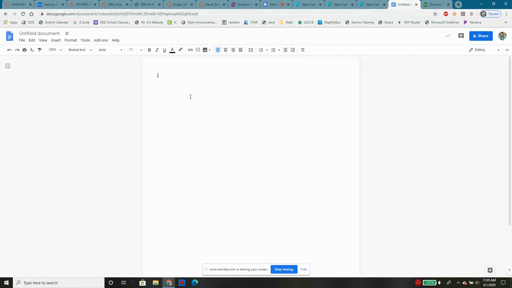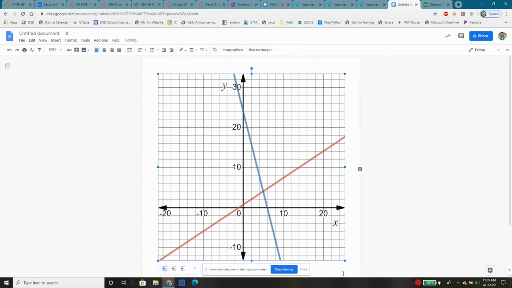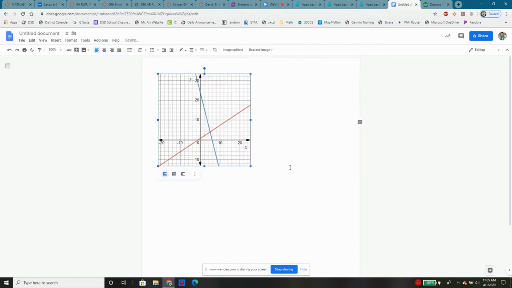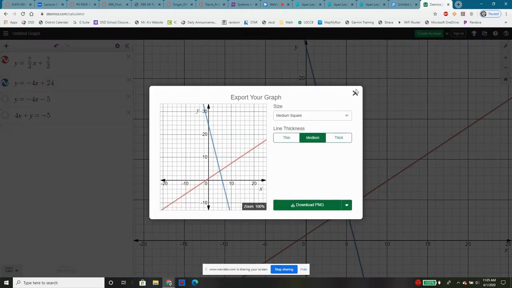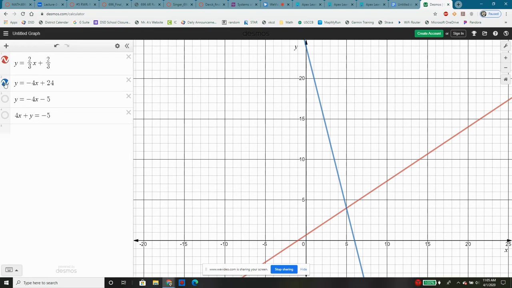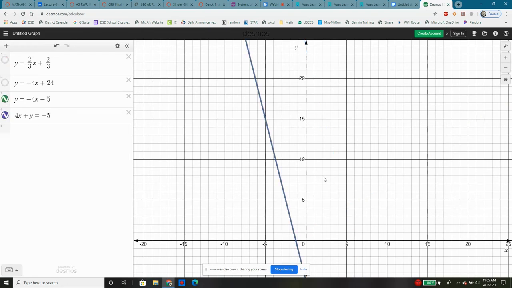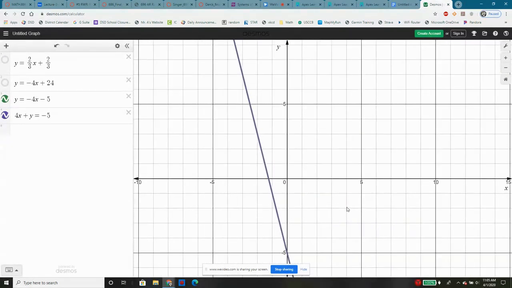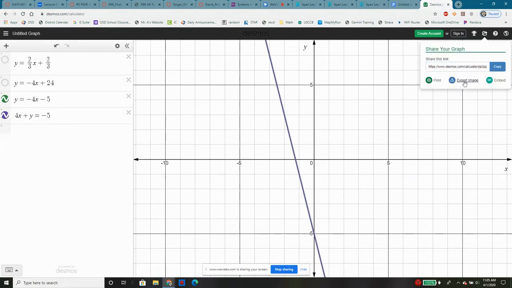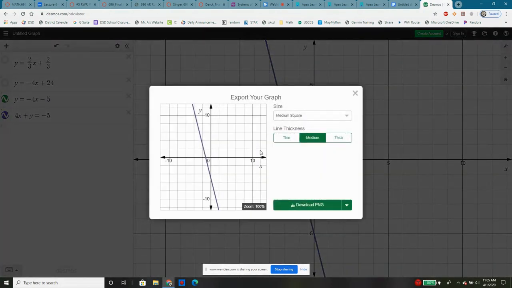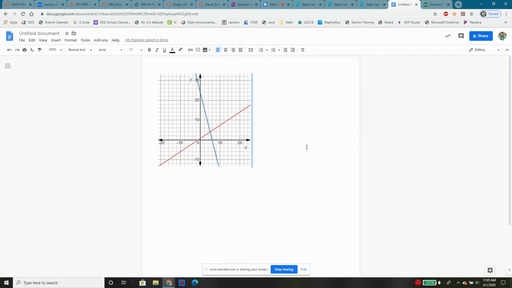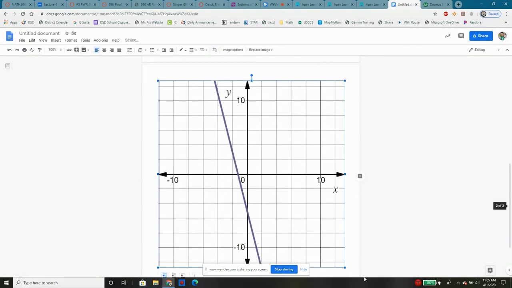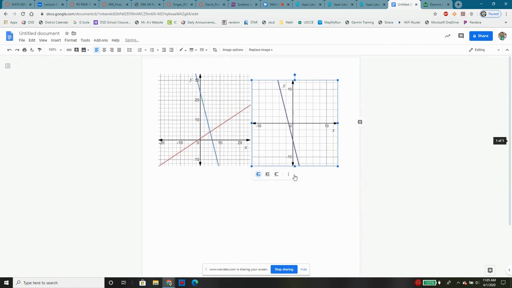I have a Google Doc already open, and I can Control V, and there we go. And then I can adjust the size. There's one graph, and maybe I wanted to do also these bottom two, but remember they're the exact same line. But I can export this image, medium square, medium thickness, looks good. Copy it, and I'll paste it there. And maybe I want both to fit on the same graph.